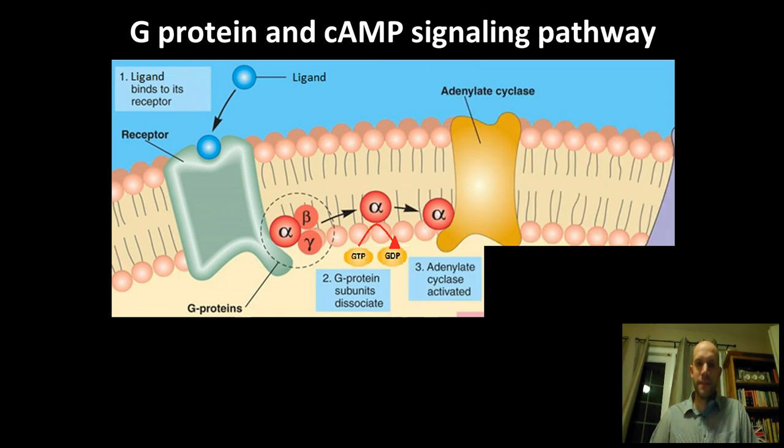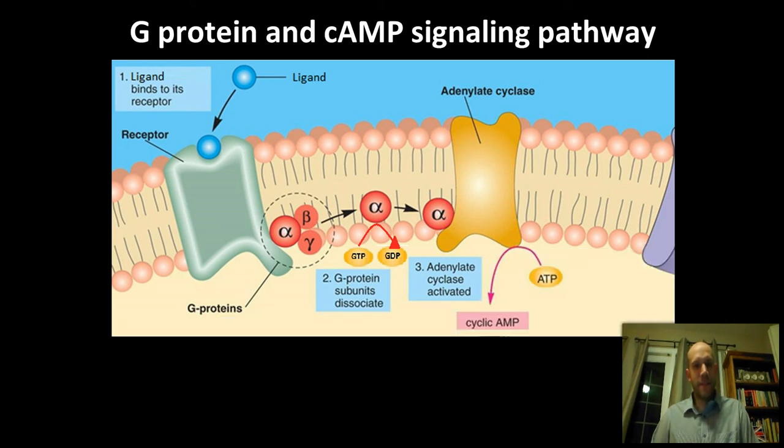This alpha subunit moves over to the adenylate cyclase. Now, adenylate cyclase, that's going to be a tough one to remember. I just remember going to Denny's at 1 o'clock in the afternoon, right? It was a late Denny or a Denny late. And cyclase, it's going to be producing that cyclic AMP or cAMP. The adenylate cyclase is activated by this alpha subunit and it converts ATP to cyclic AMP.